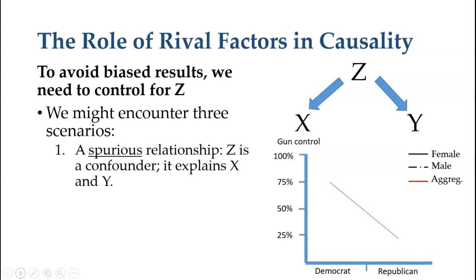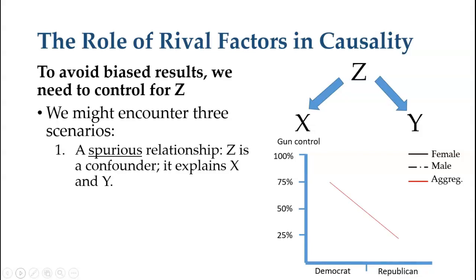How can we deal with these rival factors? What we are supposed to do is to control for them, hold them constant, and in such a way control for these C or rival factors helps us to see if the effect of X on Y is still present or not. And if we do that, we can probably experience three different kinds of scenarios.